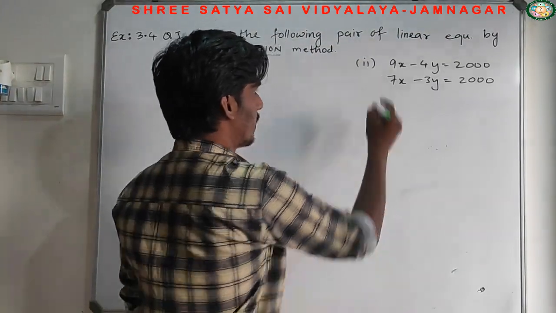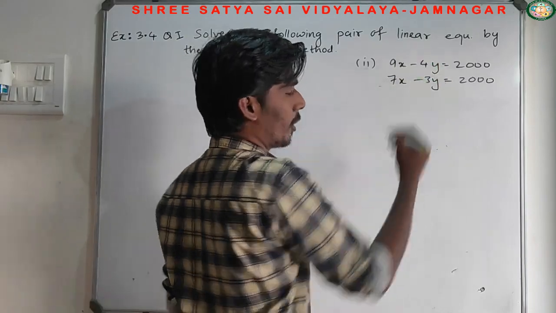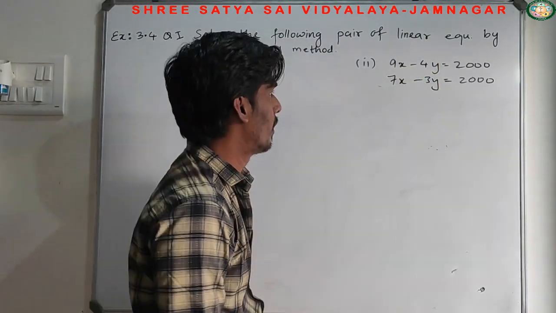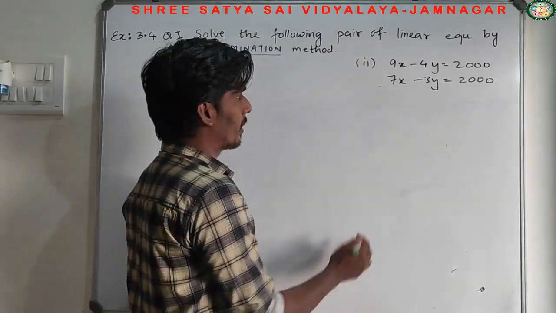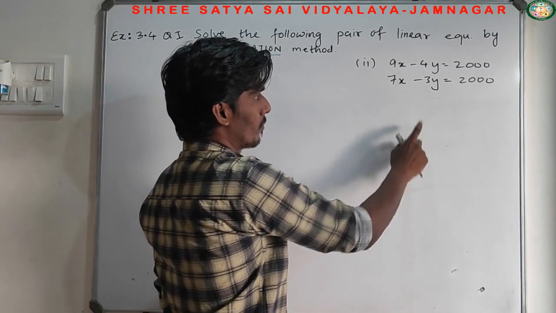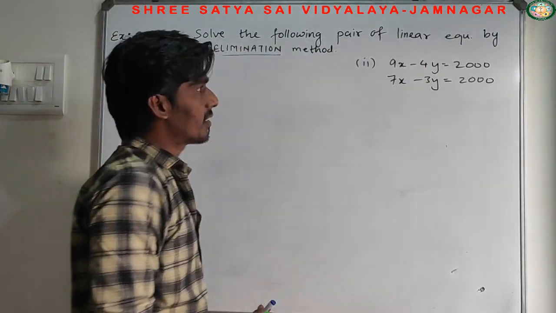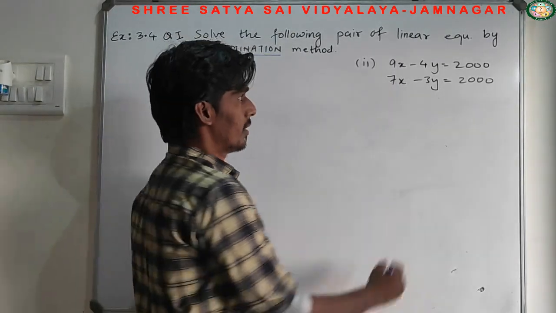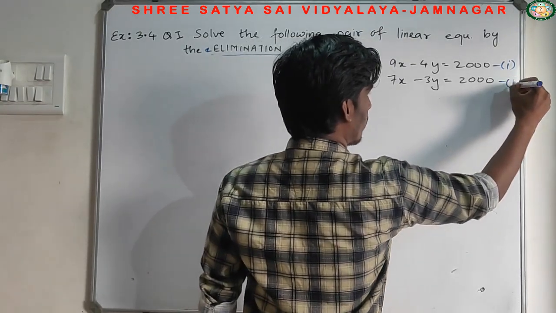Look at both the numbers. It's 9, 7. 9 upon 7, 4 upon 3. Definitely they are not equal. So it has a unique solution. Now how are we going to make them equal? Here it's 9 and 7, and this is 4 and 3. So in this case I have to multiply both the equations. Say this is equation 1 and this equation is 2.